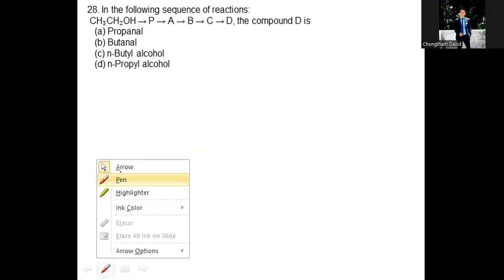Question number 28. In the following sequence of reactions, ethanol changes to P, changes to A, B, C, D. Sequence of reactions. So you need to find D, right?